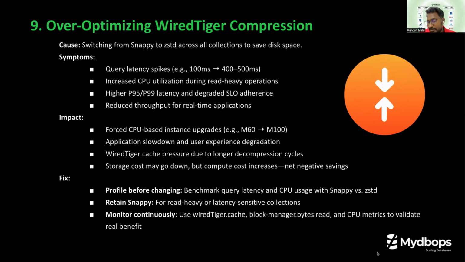Over optimizing WiredTiger compression. This is one of my recent experiences. We have one client. While we were doing an upgrade, we moved them from Snappy to ZSTD. Unfortunately, we didn't do enough benchmarking because we were under the assumption, based on our learning from logs and recommendations from MongoDB, that ZSTD is a combination of zlib and Snappy, so we moved it.